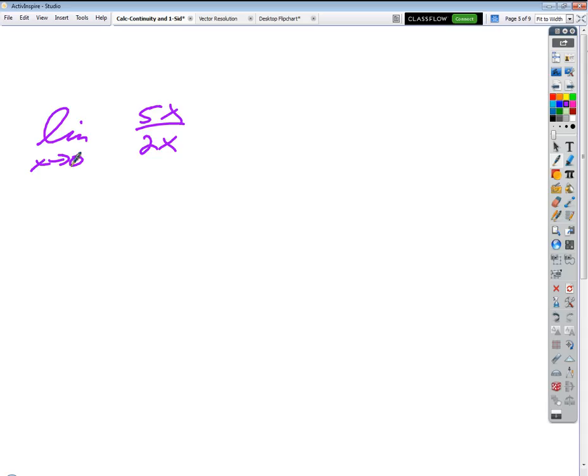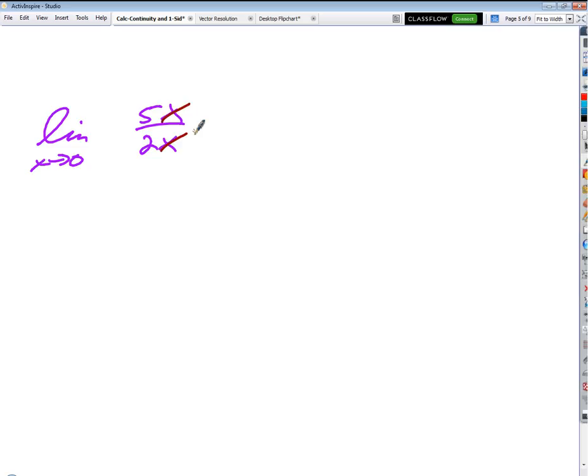If I try to take this limit directly, I get 0 over 0, which means more work. I've got to cancel something, right? Well, there's my cancellation. I can cancel the x's top and bottom. So they're gone. Now, what's the limit of 5/2 as x approaches 0? Good. What's the limit of 5/2 as x approaches 17/2? 5/2. What's the limit of 5/2 as x approaches -5? Doesn't matter what x approaches, does it? Because the value of the function is just 5/2, right?